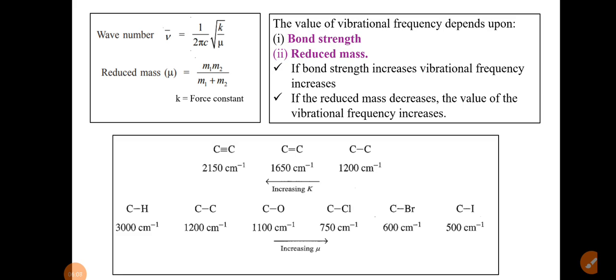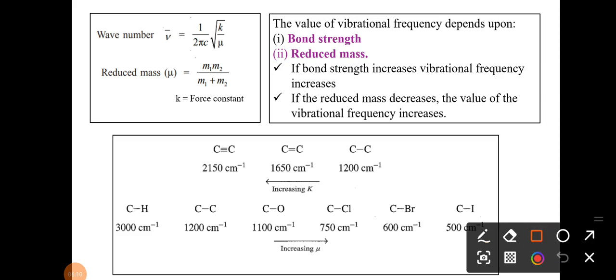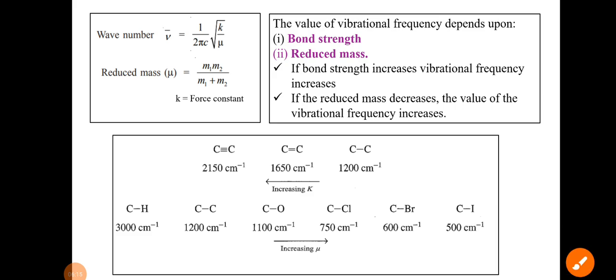According to the formula, the value of vibrational frequency depends on certain factors. On what factors does it depend? That is k and mu. What is k? K is nothing but the force constant, or we can say the bond strength. And the second one is mu, which is nothing but the reduced mass. Depending on these two factors we calculate our wave number.